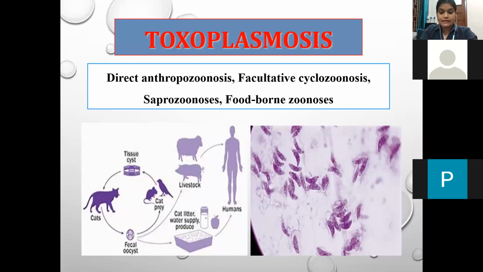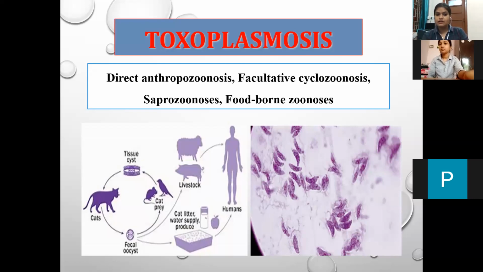It is caused by a parasite, Toxoplasma gondii. Yes, it's caused by Toxoplasma gondii. It is a coccidian parasite and it belongs to the phylum Apicomplexa. This disease, toxoplasmosis, can be categorized into different types of zoonosis.